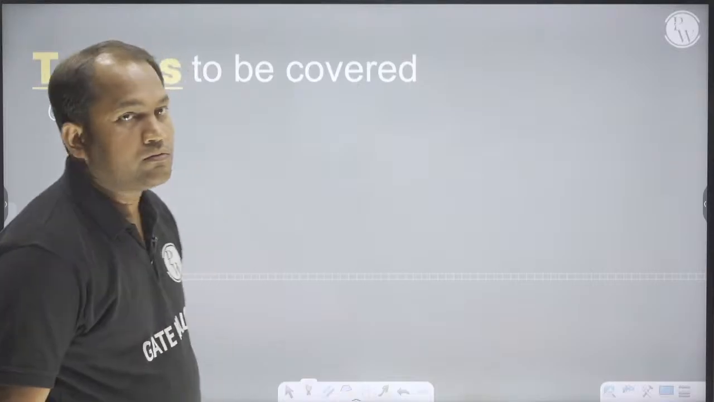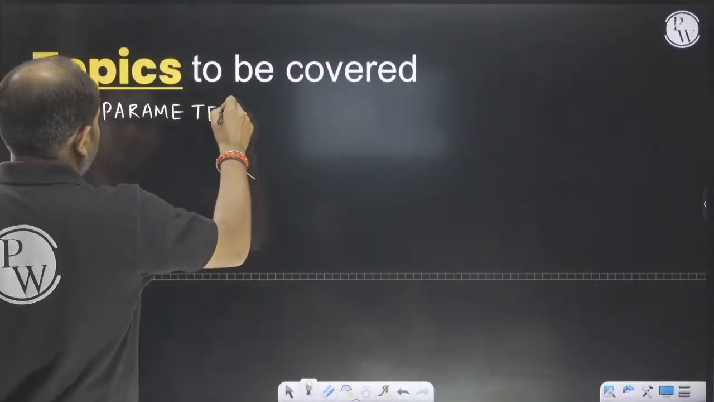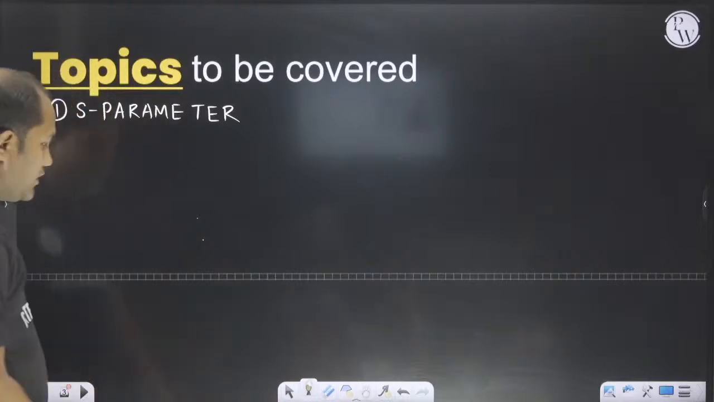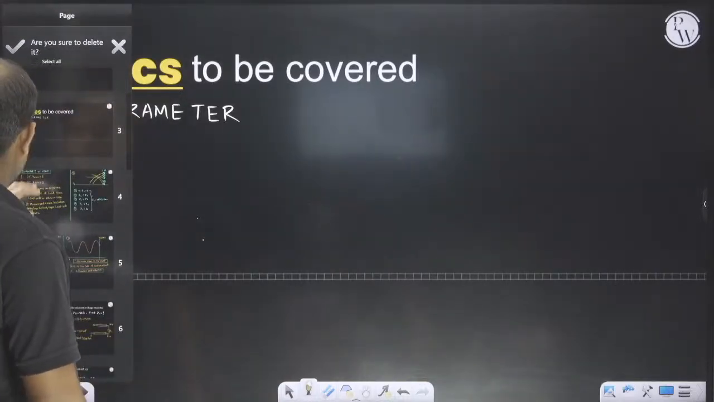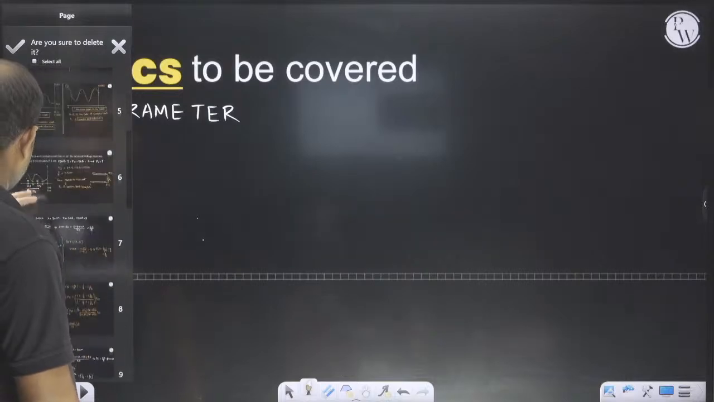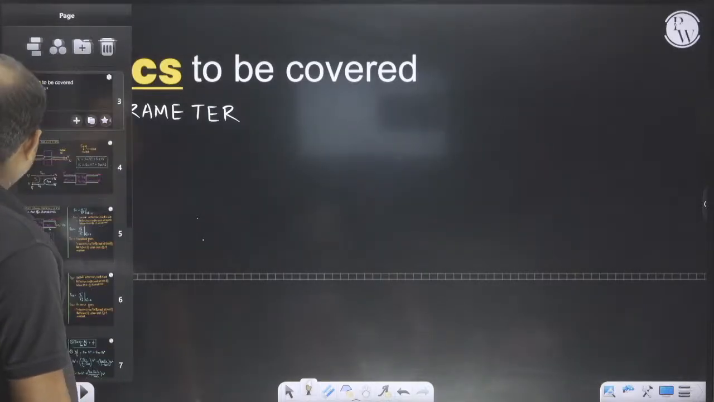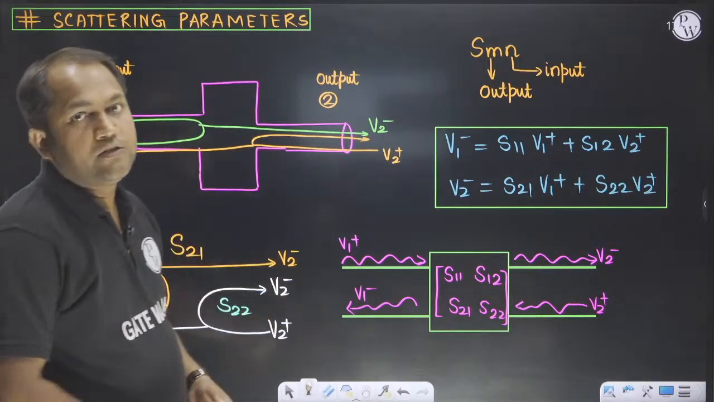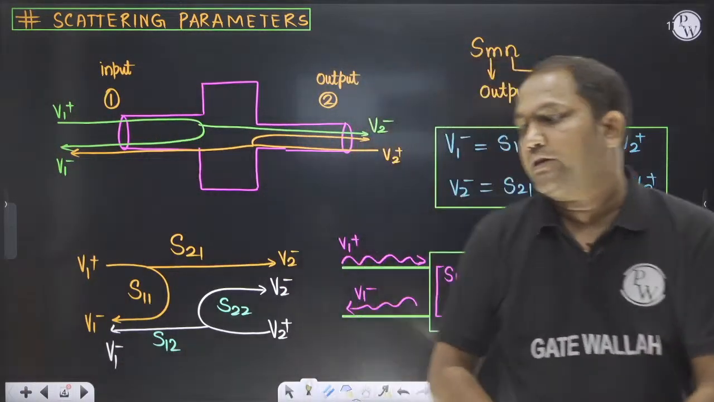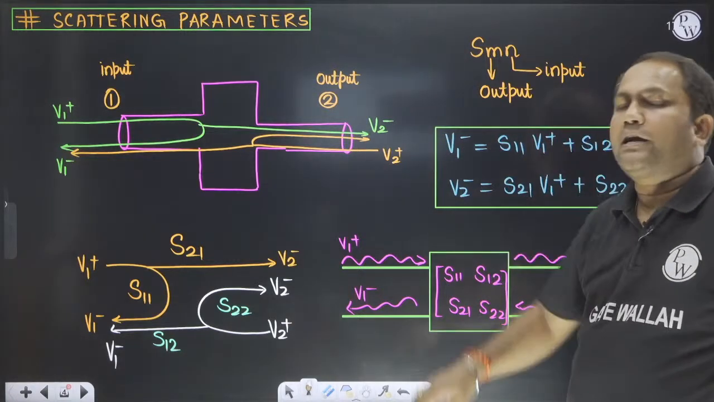Hello. So today we are going to discuss the scattering parameter. In the previous class, we discussed this. This is a coupler. I am going to revise in 5 minutes what I taught in the previous class. This is a coupler, and this is a scattering matrix.